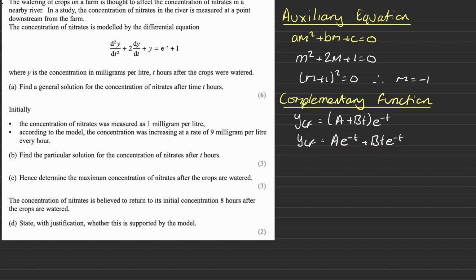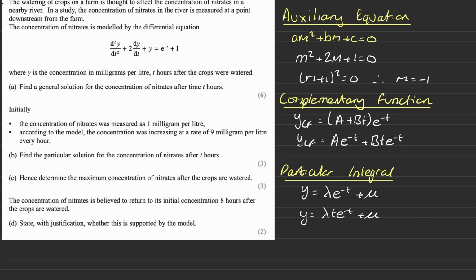Now we need to find a suitable particular integral to deal with this term. Now ordinarily, because we've got e to the negative t plus 1, we would try lambda e to the negative t plus mu, but this won't work, because lambda e to the negative t is similar to what we have in our complementary function. So what we would do is multiply this term by t. But now we have the same problem, because this term is now similar to the bt term. So we need to multiply it by t again. So our particular integral becomes lambda t squared e to the negative t plus mu.